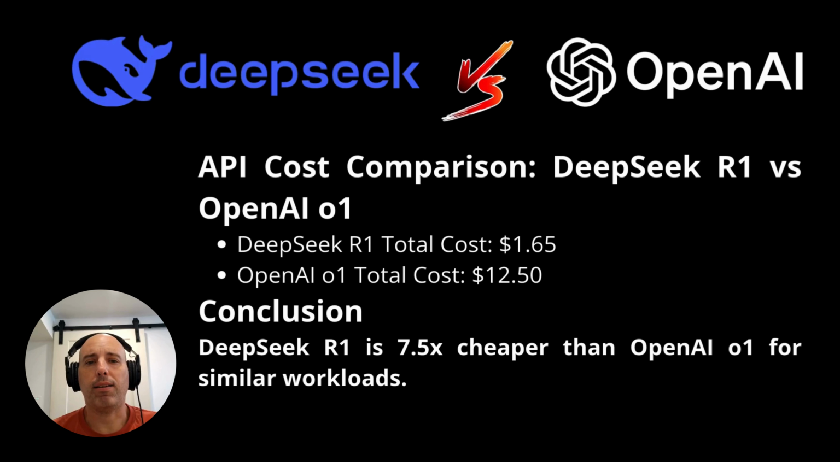For a real example, they said the total cost for something comparable would be $1.65 versus $12.50 for OpenAI's O1 model. So even according to ChatGPT, it was 7.5 times cheaper than OpenAI's O1 model. So this isn't hype. This is directly from ChatGPT.